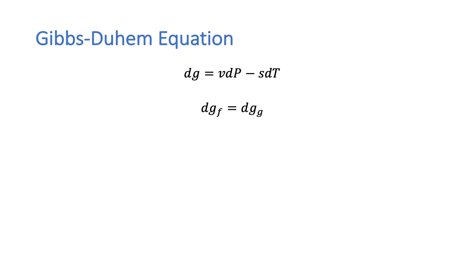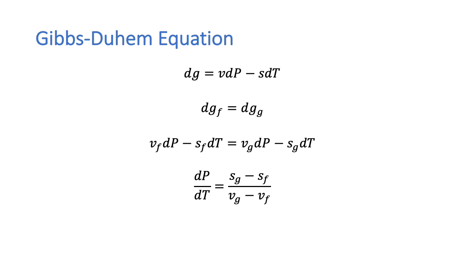At equilibrium, we know that the change in the chemical potentials for the liquid and the vapor must be the same. So dGf is equal to dGg. And substituting the Gibbs-Duhem equation, it gives us that Vf dP minus Sf dT is equal to Vg dP minus Sg dT. Rearranging that equation, we get that dP by dT is equal to Sg minus Sf upon Vg minus Vf. Now dP by dT is the slope of the equilibrium curve. Integrating this, we can actually get the equilibrium curve.